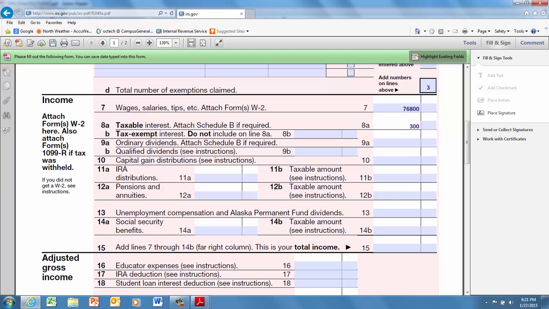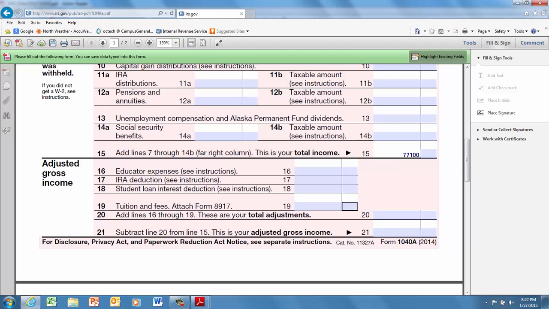Okay? We don't have any of these other kinds of incomes. We'll learn more about these in Chapter 2, and so we can just go all the way down to line 15. It says add lines 7 through 14B on the far right column. This means this column over here at the right. We're not adding anything that's in here in the middle. Okay, just over to the right. So the 76,800 plus the 300, and that would be 77,100.